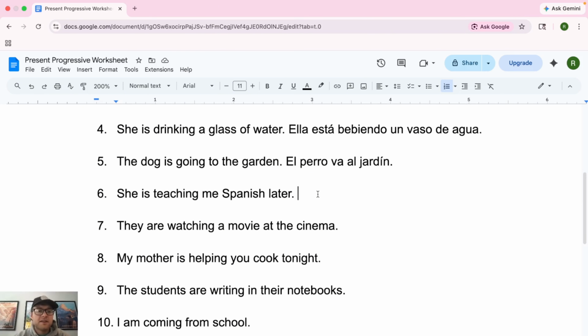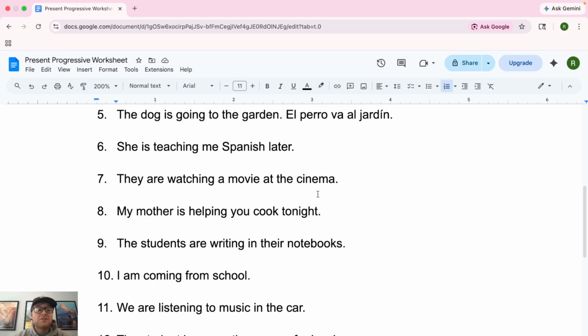Number six, numero seis. She is teaching me Spanish later. All right, did you catch it? So the important word here is later. That refers to something happening in the future, which means it is not the present progressive. Remember in Spanish, present progressive is just actions that are happening right now. But let's do this one anyway, just some extra practice. We'll take a look at the future. There's a couple ways to say this. We'll go with the future simple. So the verb is enseñar, and enseñar should have a tilde above the N right there.